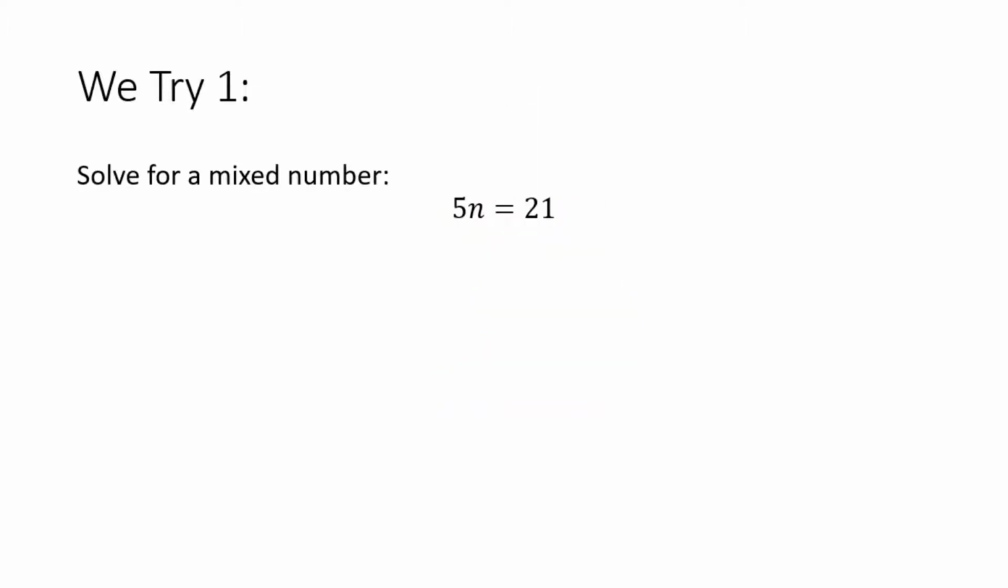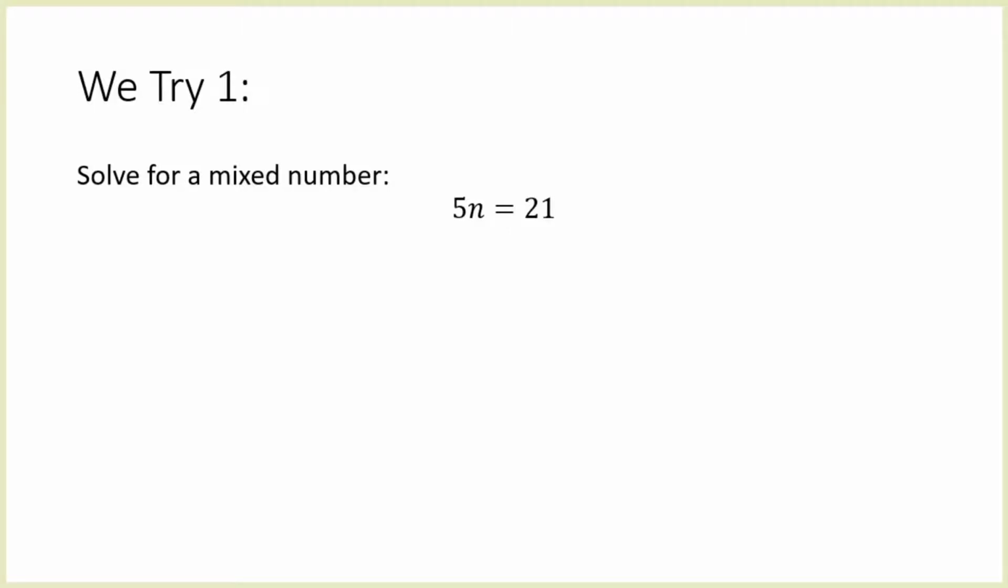Let's take a look at one without the picture. So we want to solve for a mixed number. So what I'm going to do here in my battle for x, I want to divide both sides by 5. If I do something to one side of the equation, I have to do it to the other side. Those 5s will cancel out, and I'll be left with n is equal to 21/5.